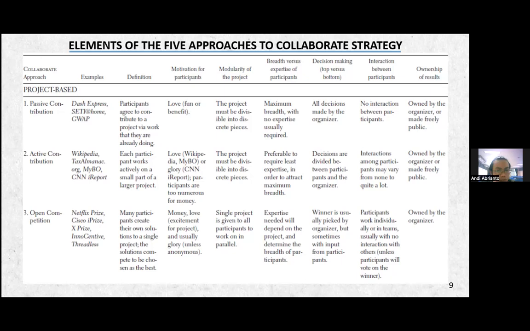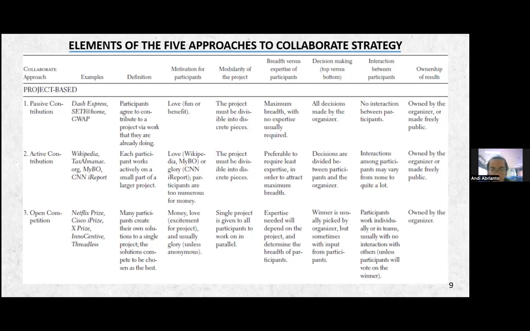In passive contribution, the motivation for participants is usually either that they enjoy contributing or they feel obliged to opt in because they benefit from the shared information. The shared project for passive contribution must be divisible into discrete pieces because large numbers of participants are needed. This collaboration should require little or no expertise to join.